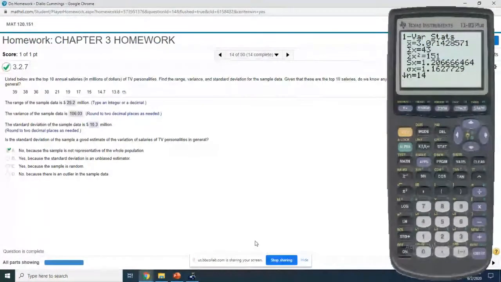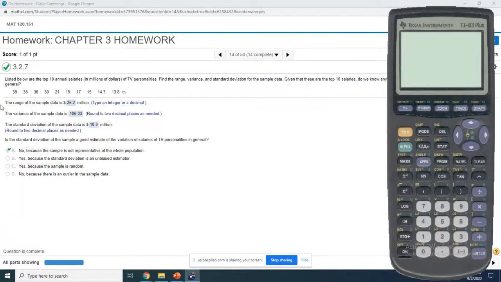Okay, I'm going to bring back up the calculator, and problem number 14 deals with the standard deviation. So notice that I'm given a data set for the top 10 annual salaries in millions of dollars of TV personalities. We're asked to find the range, the variance, and the standard deviation.